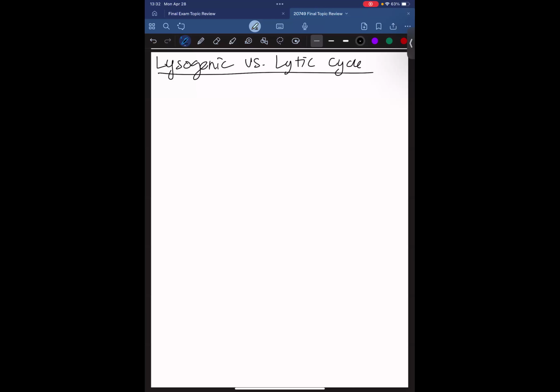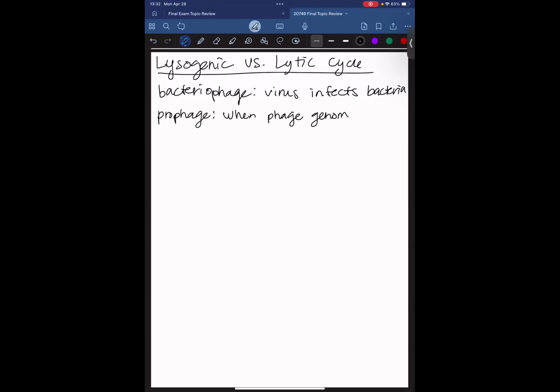First of all, bacteriophage is a virus that infects bacterial cells. All right. And then these terms, lysogenic and lytic cycle, apply to bacteriophages only. Okay. So the prophage is when the viral phage DNA, phage genome, is inserted into the bacteria's genome.